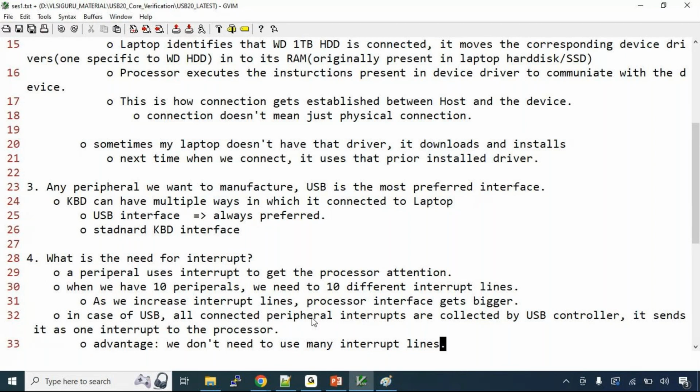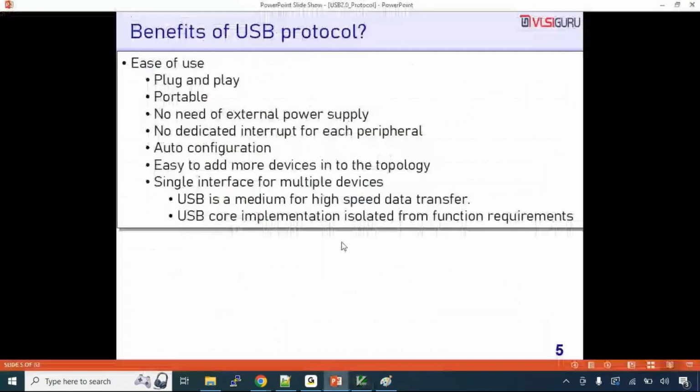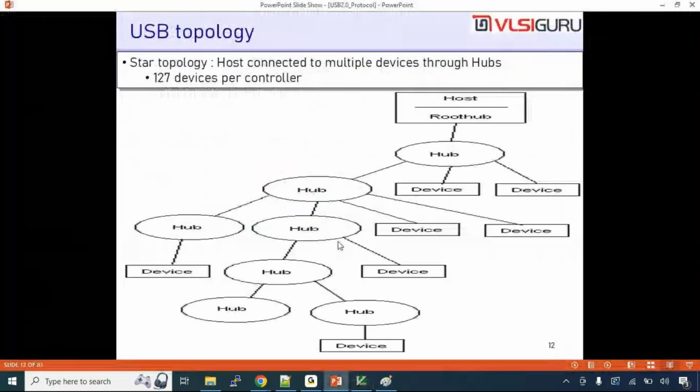Did you understand, sir? Here, all connected peripheral interfaces, in the sense we're talking about the USB hub, right? Because that USB hub, basically whatever you connect, let's say you connect in a topology. I'll show you one topology diagram here.